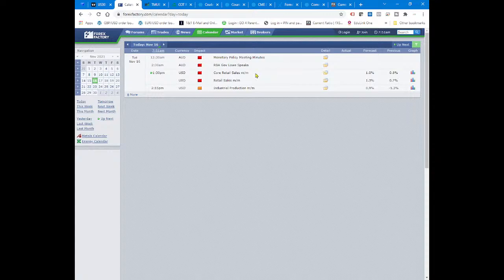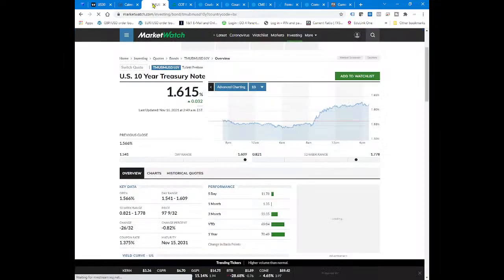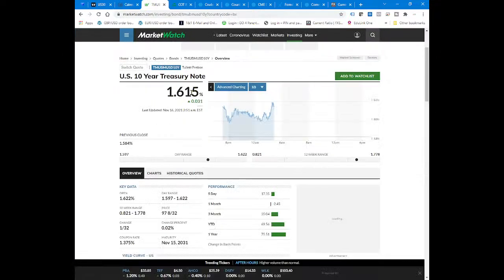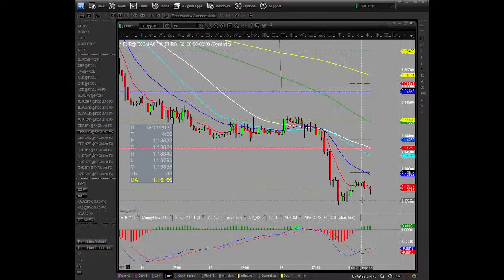Core retail sales in the US this afternoon could create some volatility at 1:30. As ever, we're seeing better movements in the afternoon lately, so that may well create some volatility later. Industrial production at 2:15, so nothing much to worry about there. One thing that's driving the dollar at the moment is the yields. We're seeing bonds sold and yields increase, and hence the consequence is a stronger dollar, and that's definitely been seen through the market.